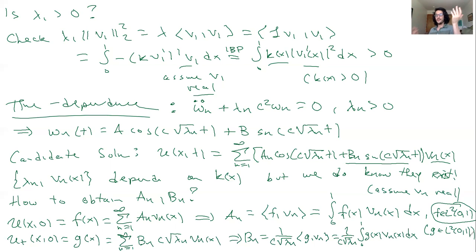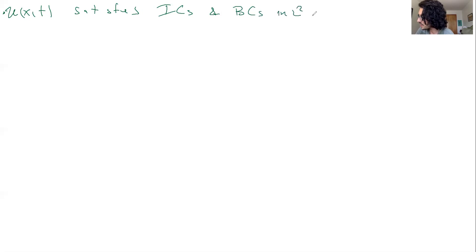So we did it, right? I mean, aside from getting the vn of x's, which is going to depend on the particular k of x we have, maybe we have a way of solving that in some instances. So what can we say now about u of x,t, okay? Well, it satisfies our ICs and BCs in the L2 sense, which means that it's going to L2 converge to those initial conditions we had, okay?